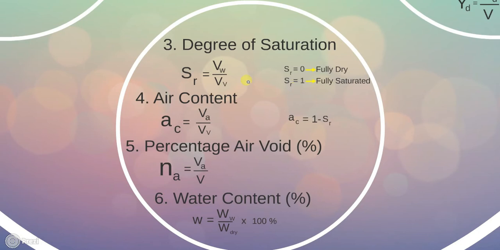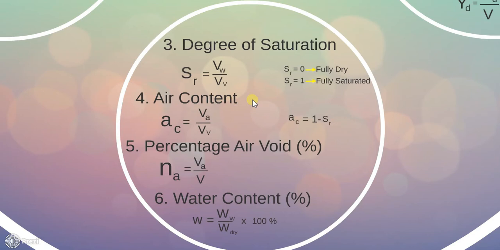Now, in the case of fully dry soil, there is no water and the voids are completely filled with air, so there will be an Sr value of 0, and vice versa. Whenever the soil is fully dry, Sr will be 0, and when Sr is 0, the soil will be fully dry. Let us go to the next definition, air content.